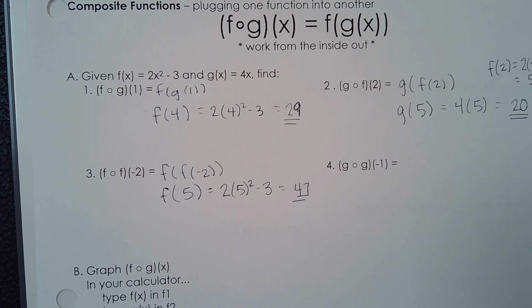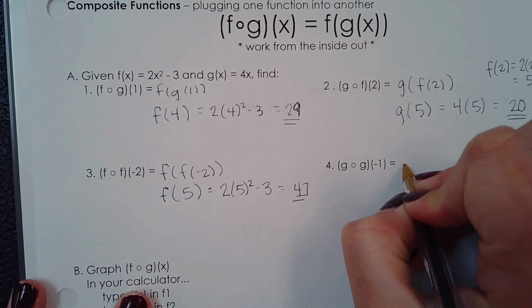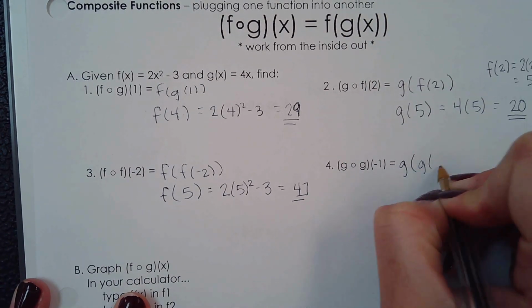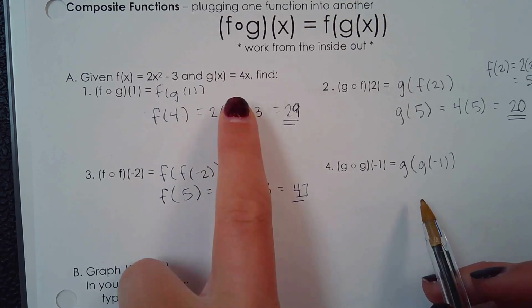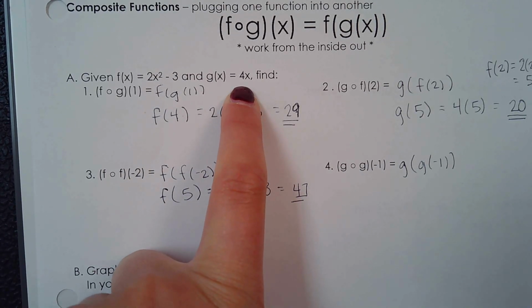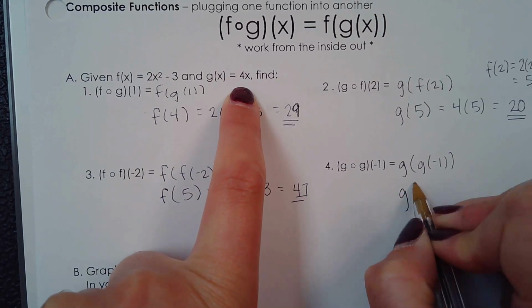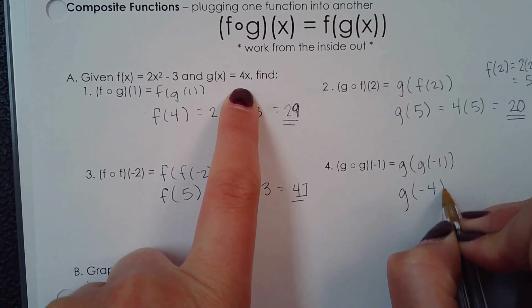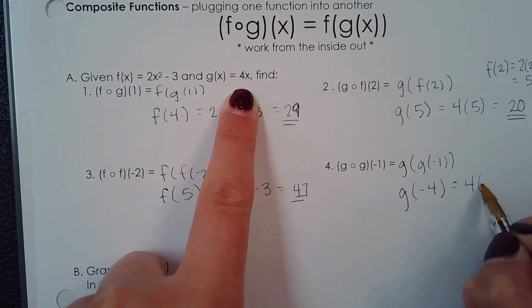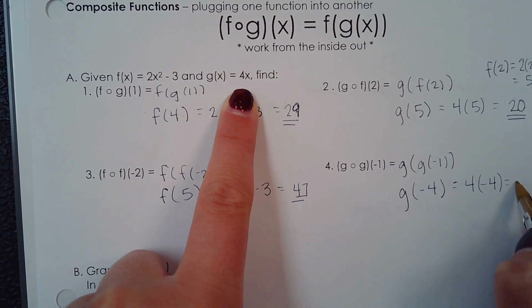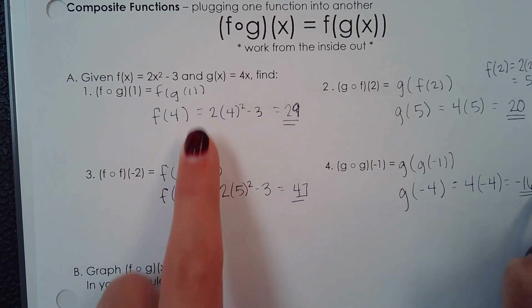Okay, so the next one is g of negative 1. We're going to plug negative 1 into our g function and get an answer. Then we're going to take that and plug it back into the g function again. So our g function was 4x, so 4 times negative 1 gives you what? So we're trying to find g of negative 4 now. If we plug in a negative 4, 4 times negative 4 gives us what? Negative 16. Final answer.